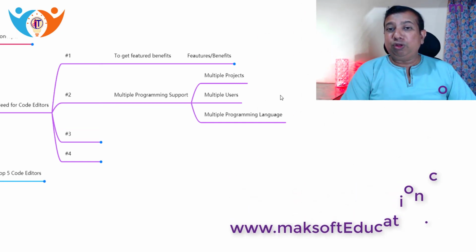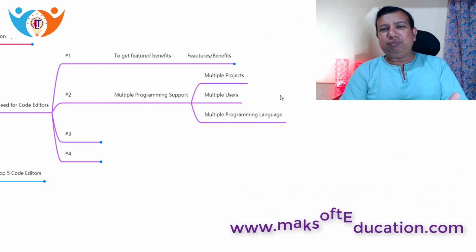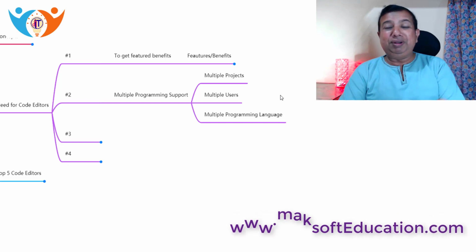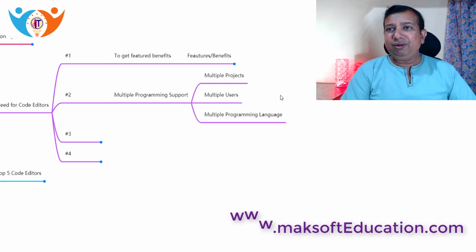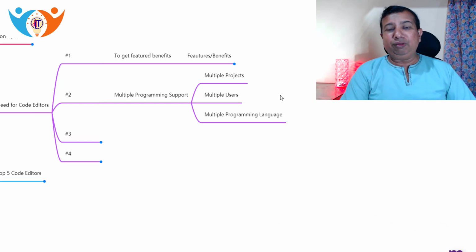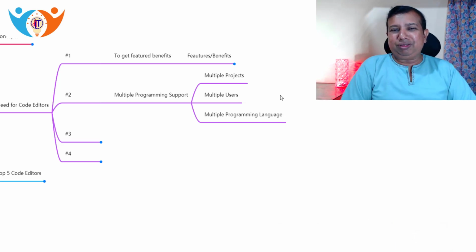Most of the time we need to work on multiple projects, and the projects are to be developed in different programming languages, or we can use an environment in which multiple users are working on it, or a project is divided among multiple users. In that case, different users are working together, and there are some code editors that allow multiple programmers to work on the same module. And the third one is multiple programming languages. We need to work with multiple programming languages simultaneously.